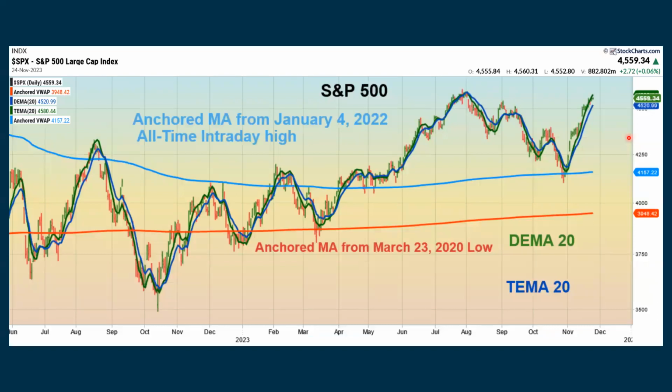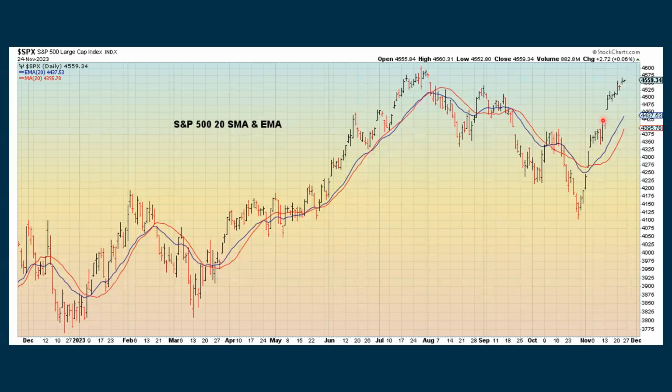We also look at a double and triple exponential moving average. The first one that we look at is based on 20 periods, and that's the green line and the blue line. When the green line is above the blue line, that tends to move a little faster, so that's even more positive. Then we look at a regular 20-period moving average study, where I take an exponential moving average.